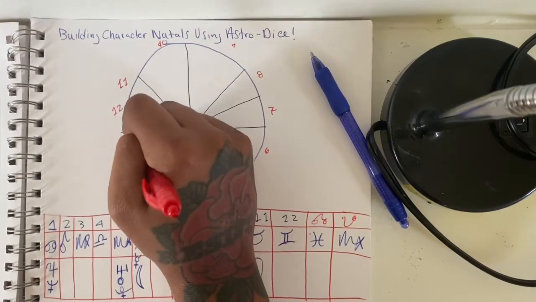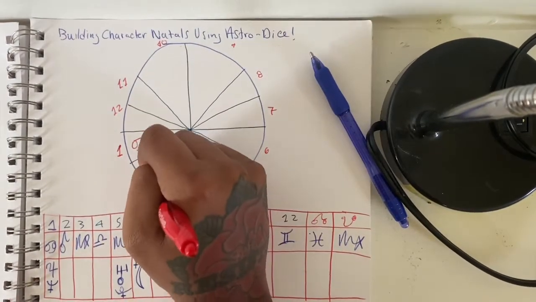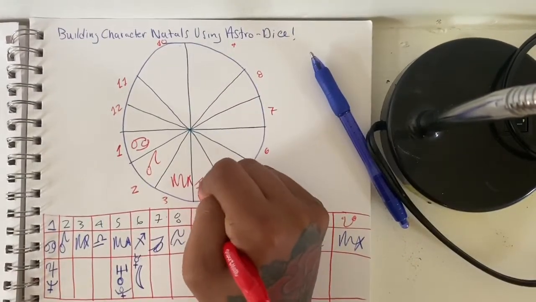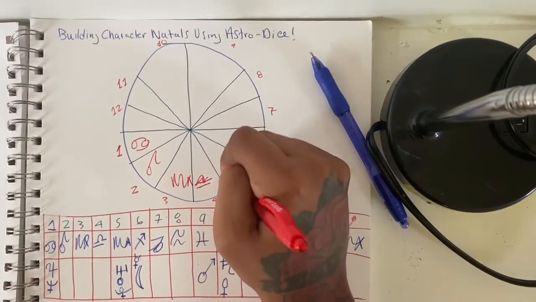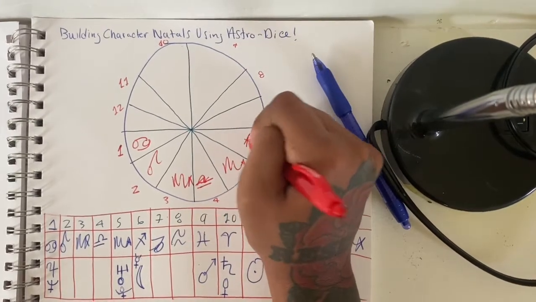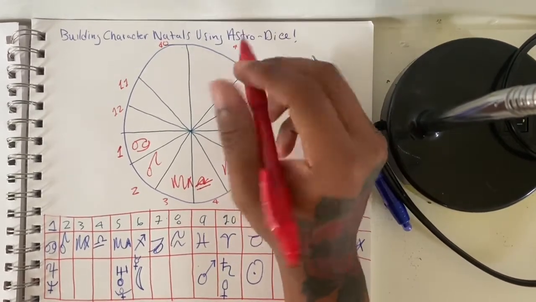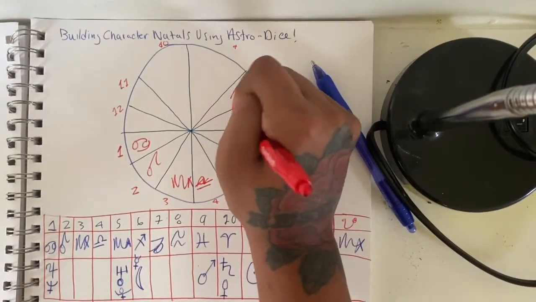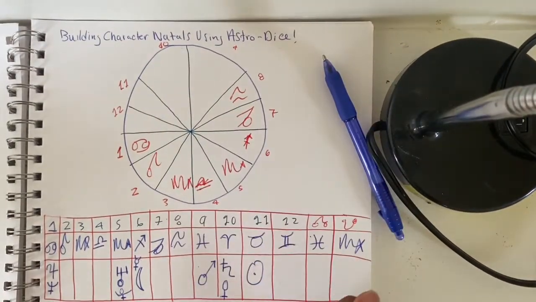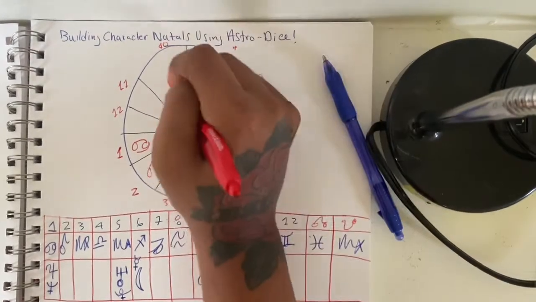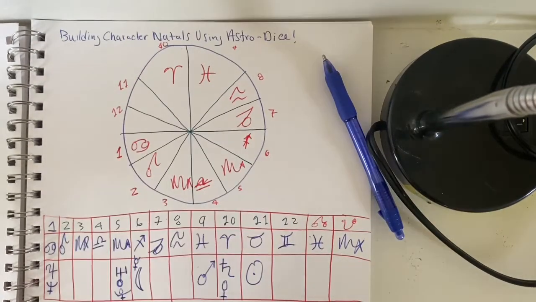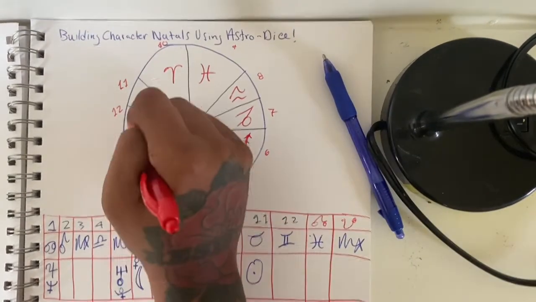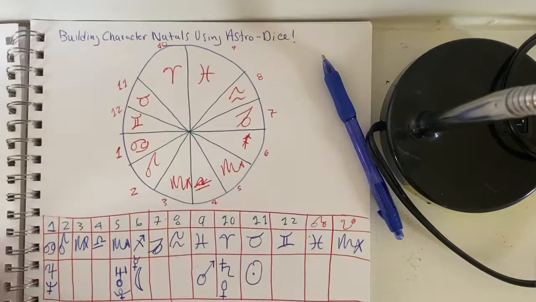We got Cancer, Leo, Virgo, Libra, Scorpio, Sag, Capricorn, Aquarius, Pisces, Aries, aka the lone wolf. Shout out Dolo. Taurus, Gemini. Look at that, look at that.